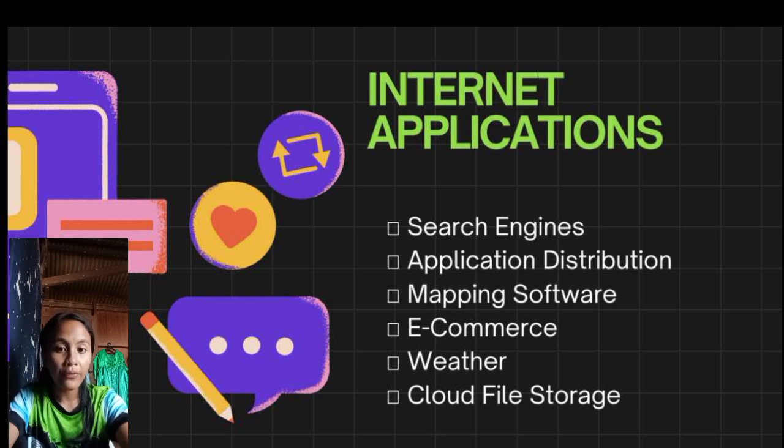And the fifth one, we have the weather. These are online services that provide current and forecasted weather conditions. For example, Weather Underground and AccuWeather. Then lastly, we have cloud file storage. Online storage that helps you to save and to access files from anywhere. For example, Google Drive, Dropbox, and iCloud.